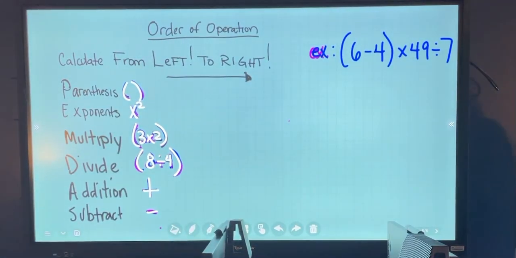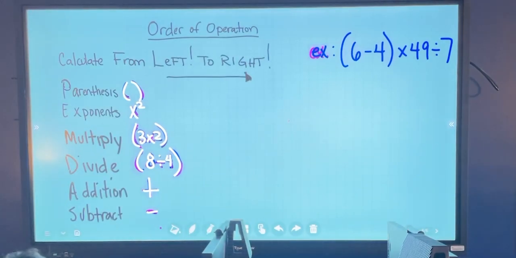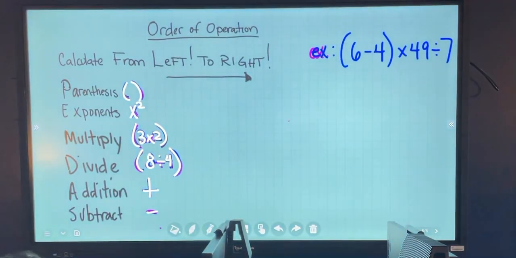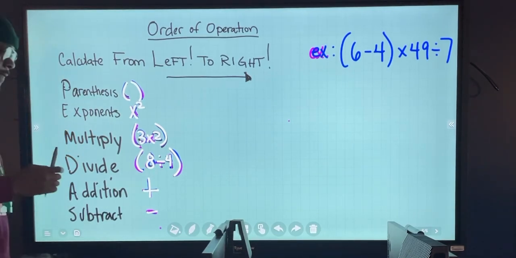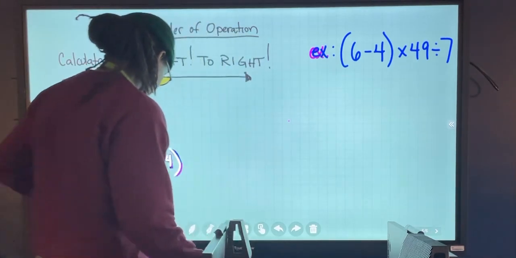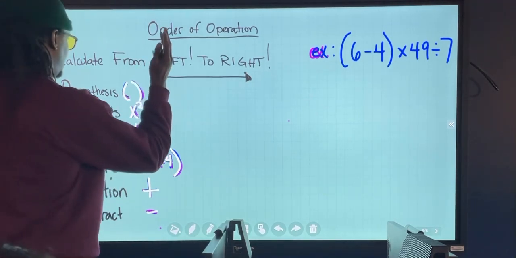Example. Okay, so first you have to do what's inside of the parentheses. Right. So we're talking order of operations this week, and we're going to be talking about adding and subtracting. We'll be adding or subtracting fractions. This is going to lead into adding and subtracting fractions with unlike denominators, which I know y'all struggle with.